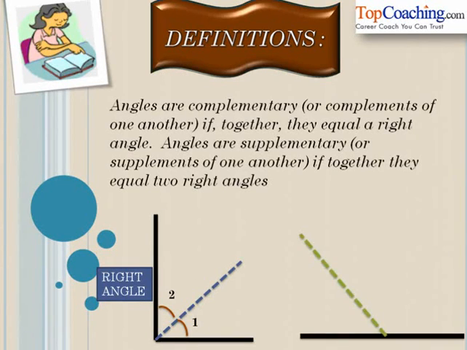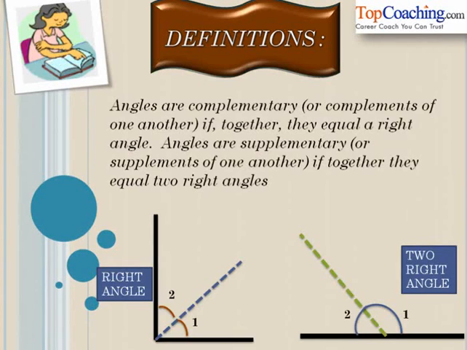Similarly, let us say that we have another angle such that this represents angle 1 and this represents angle 2. Now if angle 1 plus angle 2 is equal to 180 degrees, or they make two right angles, then these two angles, angle 1 and angle 2, are supplementary angles.